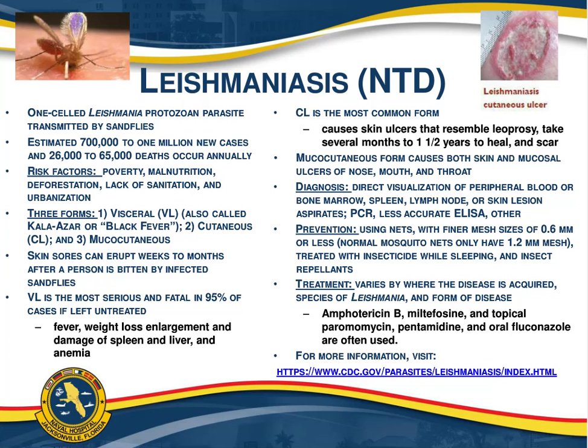The diagnosis is direct visualization on peripheral blood smear, bone marrow, spleen, lymph node, or skin lesions. PCR is available in a lot of places, and ELISA, so there's serology also. Prevention, a lot of this prevention stuff I'm not going to mention over and over, but it's mosquitoes, right, or flies. So using DEET, using nets, repellents.